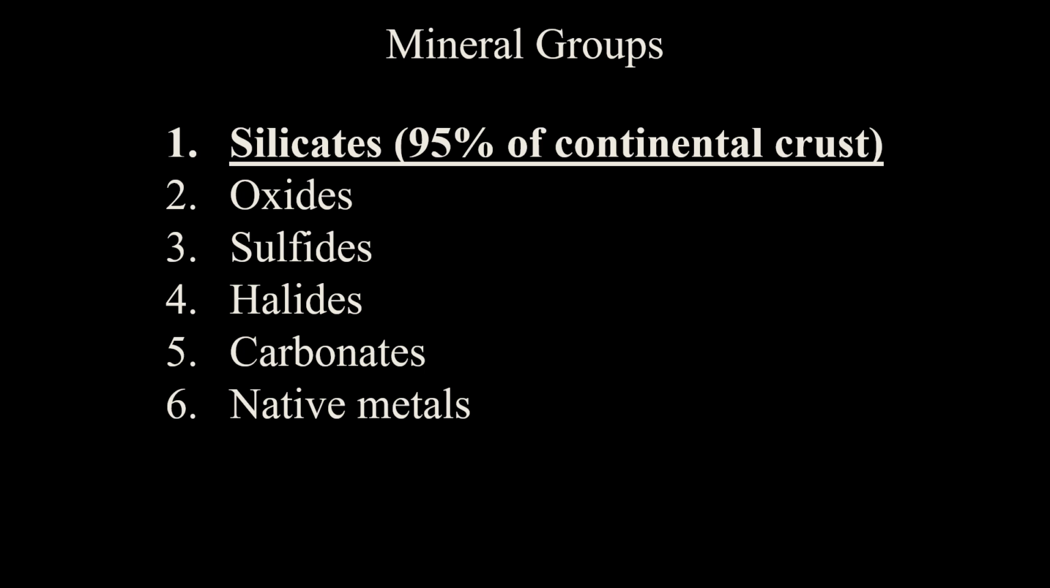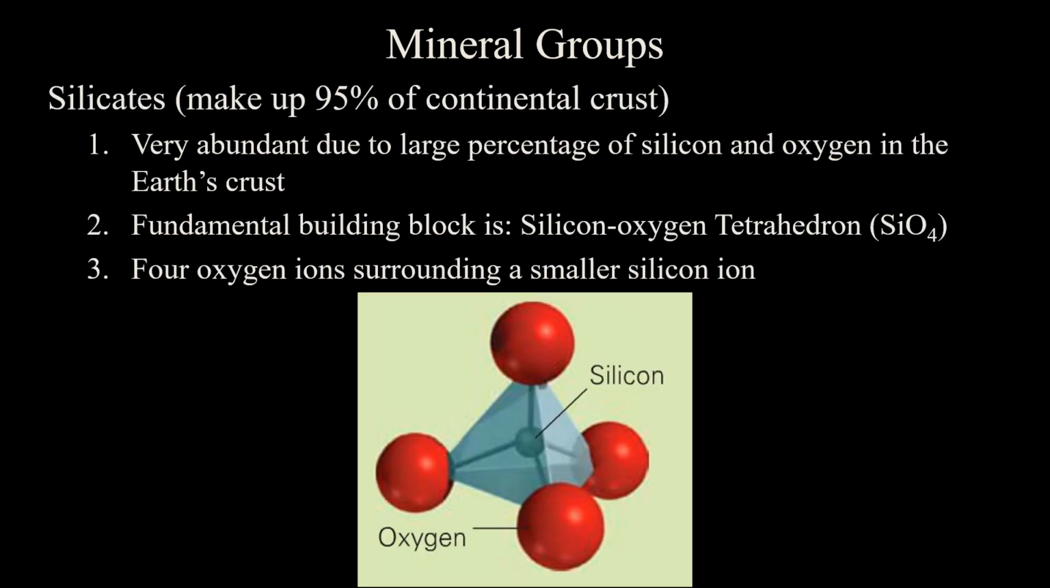When we talk about mineral groups, there's quite a few important mineral groups, but we're really only going to focus on the silicates because they make up 95% of the continental crust. And so that's what we'll focus on, but we're going to touch on some of these others as we go through the lecture series. So what's a silicate?